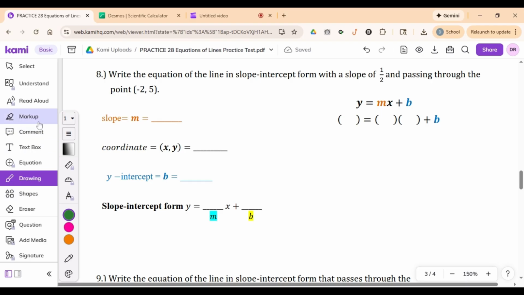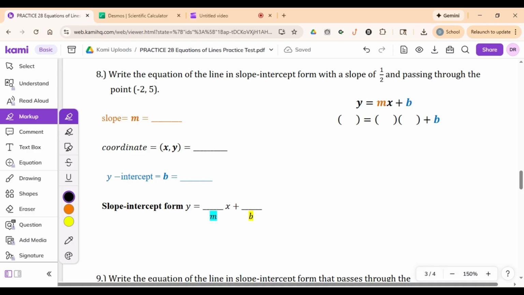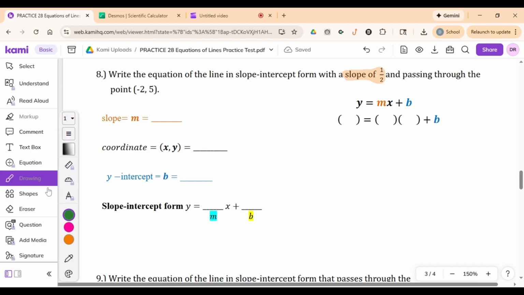In number 8, you'll notice that in the information, we're going to write an equation in slope-intercept form. Remember, that's y equals mx plus b. But we're told at the very beginning what our slope is. It says that we have a slope of 1 over 2. And again, keep remembering what that slope is represented by. We use the letter m. So right away, we see the slope is 1 over 2.